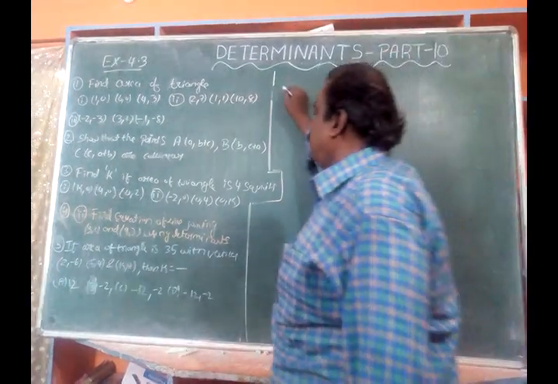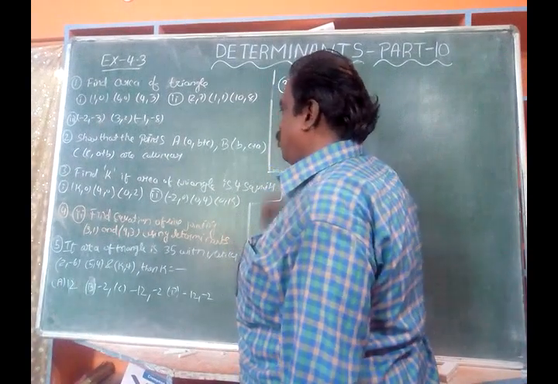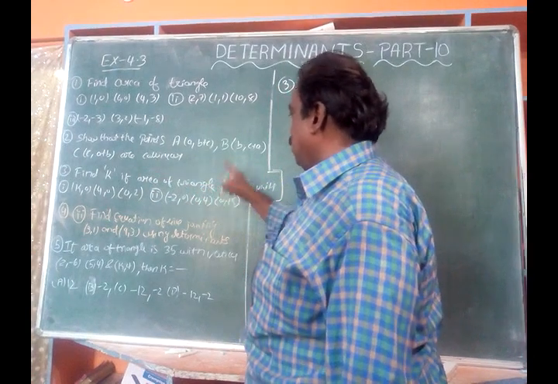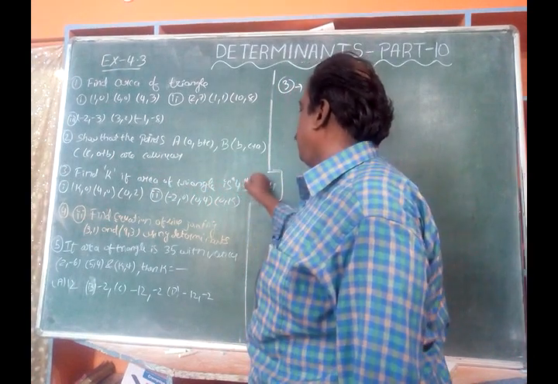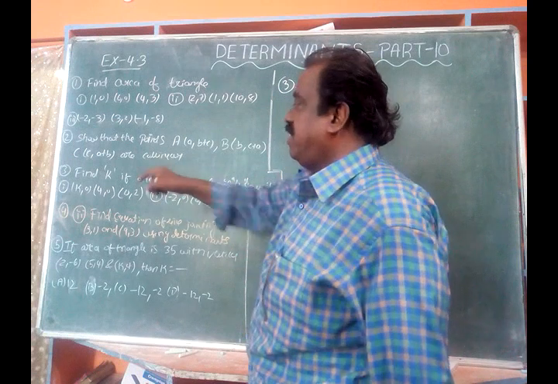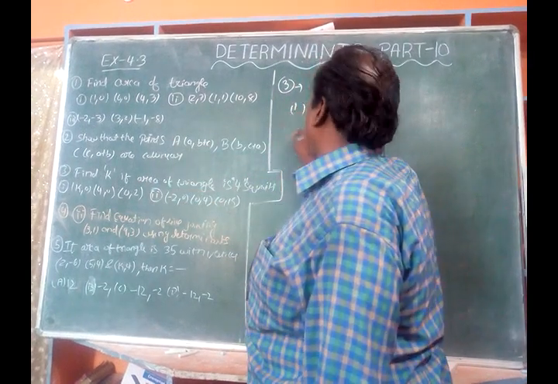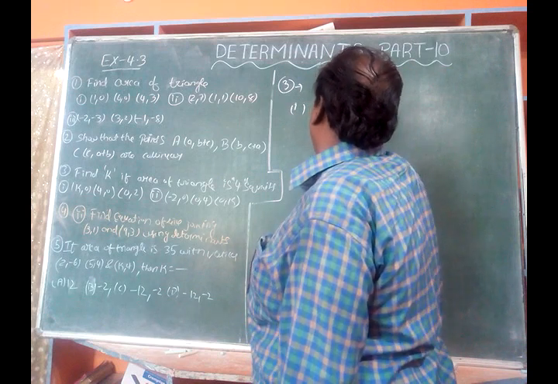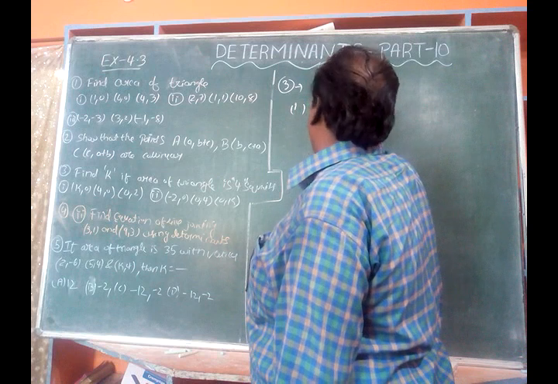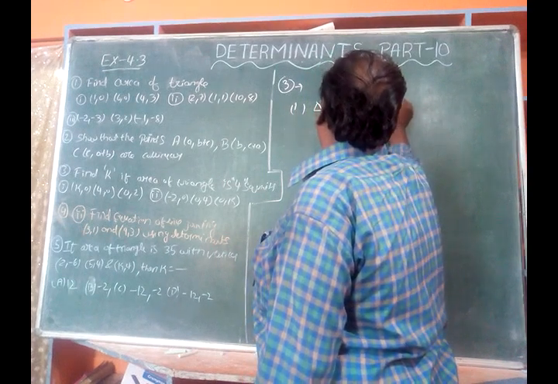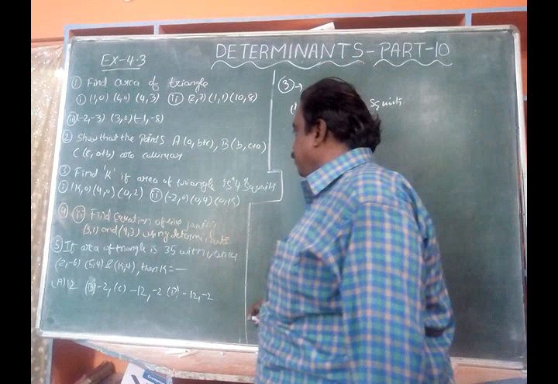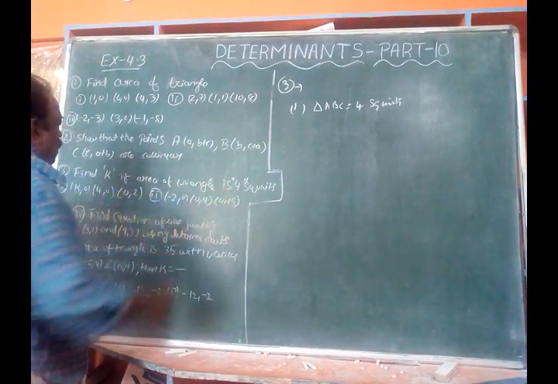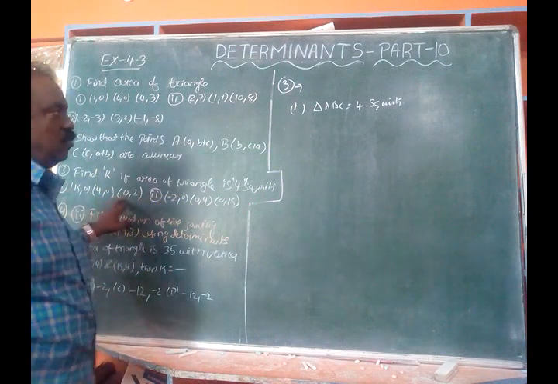Now, third problem. Third problem is: find the value of k if the area of the triangle is 4 units, whose vertices are these. So number 1, delta ABC, we will write it as delta ABC is equal to 4 square units. We are given 4 square units. But the vertices are these.